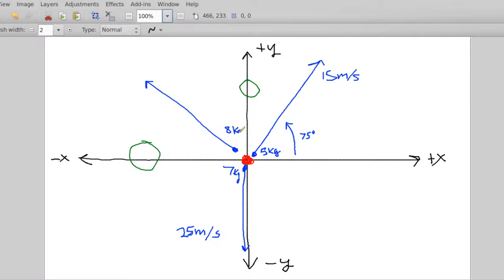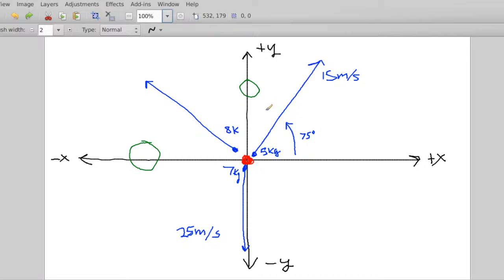This one is a little easy to see, that it has to have a negative x component. The velocity of the 8 kilogram has to have a negative x component, because the 7 kilogram doesn't have any, and the 5 kilogram has a positive x. It's traveling a little bit in the positive x direction, so the 8 kilogram has to compensate for that and has to be traveling in the negative x.